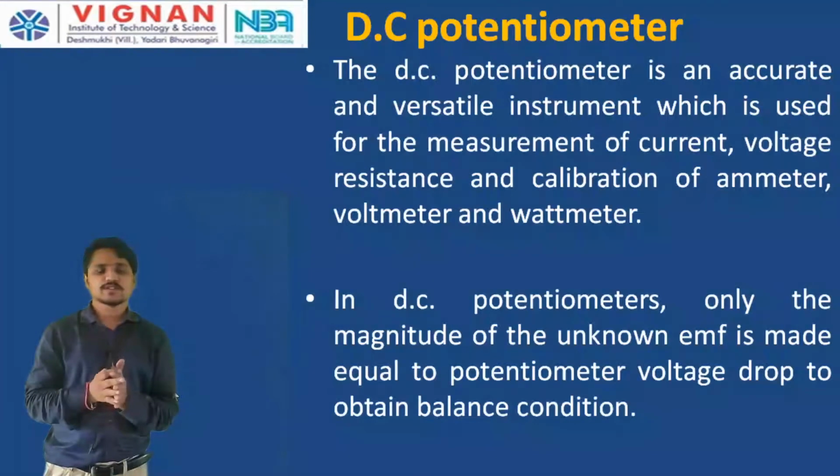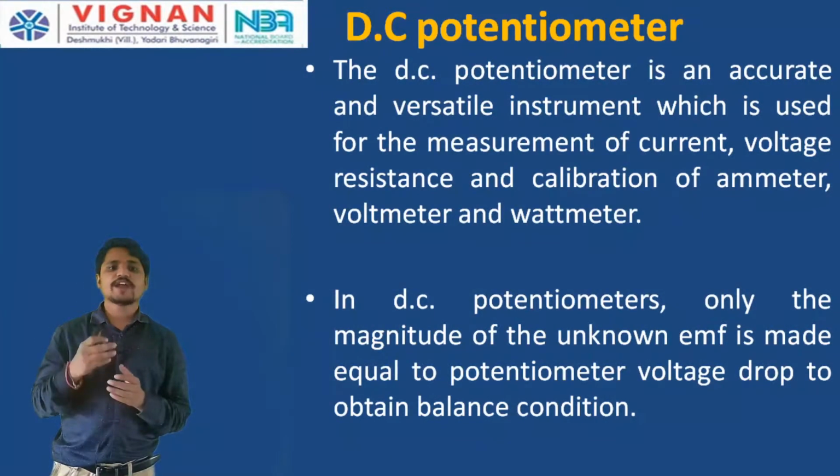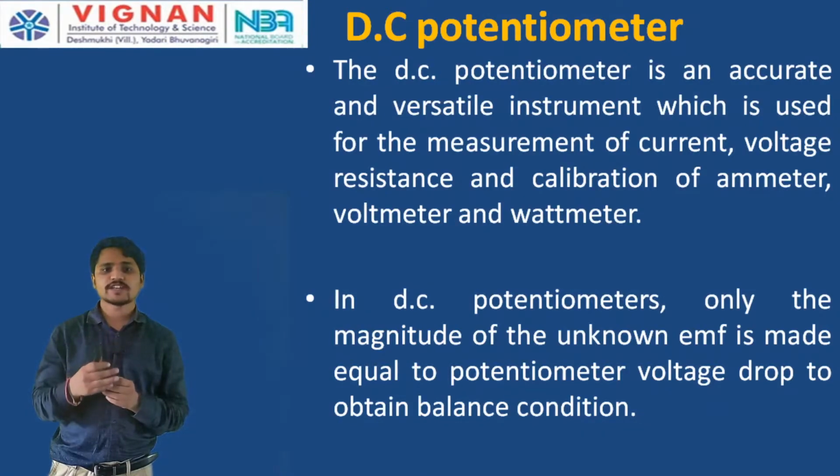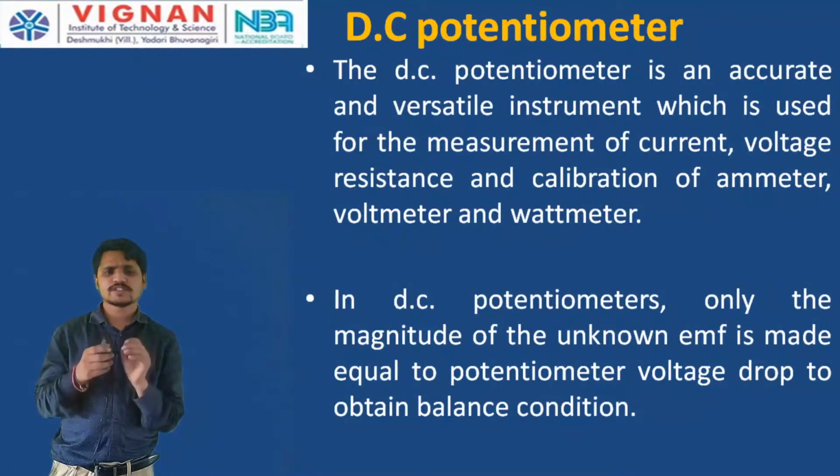So first one is the DC potentiometer. The DC potentiometer is an accurate and versatile instrument which is used for the measurement of current, voltage and resistance. This DC potentiometer is also used for the calibration of ammeter, voltmeter and wattmeters. In a DC potentiometer, only the magnitude of the unknown EMF is made equal to the potentiometer voltage drop to obtain the balance condition. This is the DC potentiometer definition. That means by using this DC potentiometer we measure only the magnitude of the unknown source.